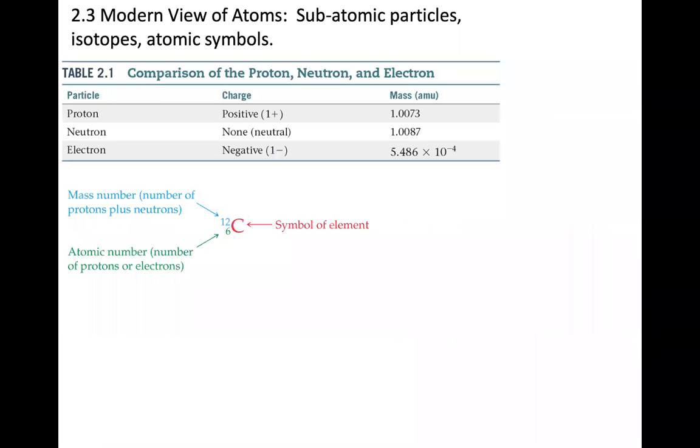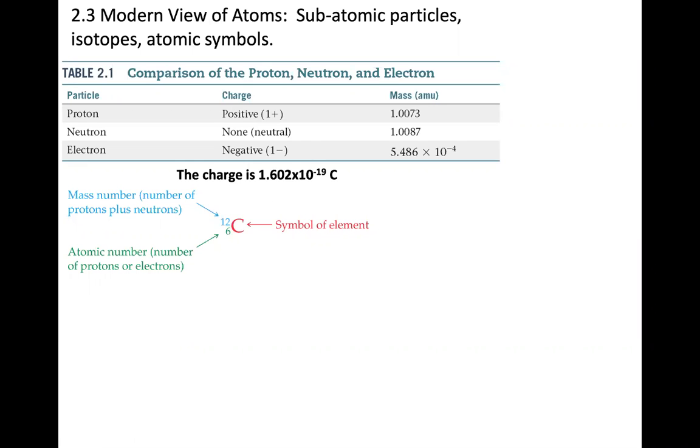Now, when we're looking at section 2.3 and subatomic particles, this is something we started with last time, where we introduced the proton, the neutron, and the electron. We saw that they had different charges: positive for the proton, negative for the electron, neutral for the neutron. Those particular values are in increments of the fundamental charge. The smallest amount of charge is the charge that the electron has. And that same magnitude of charge is the charge of the proton. So when we're seeing this plus one or minus one, it's in units of that amount of charge.